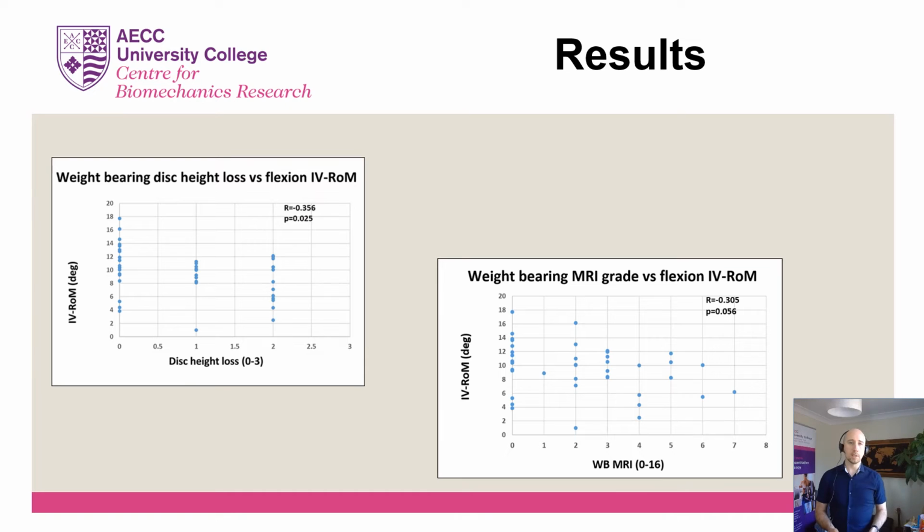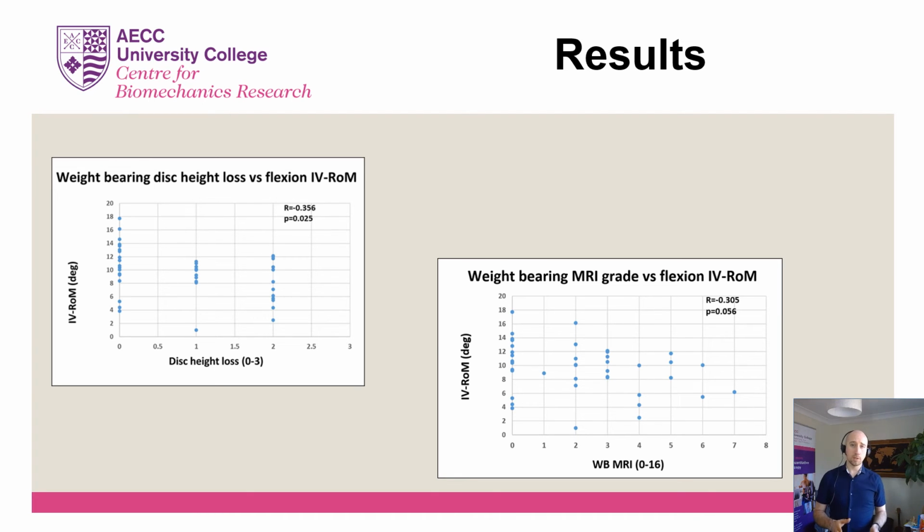We calculated the correlation coefficients and p-values for all the variable combinations, both recumbent and weight-bearing. Of all the combinations, only one gave a statistically significant correlation, and this was between intervertebral range of motion and disc height loss. It is noteworthy that of all the measures, intervertebral range of motion and overall MRI grade had a similar correlation coefficient, but did not quite reach significance at the 5% level.